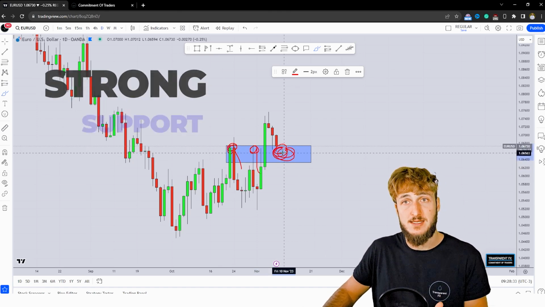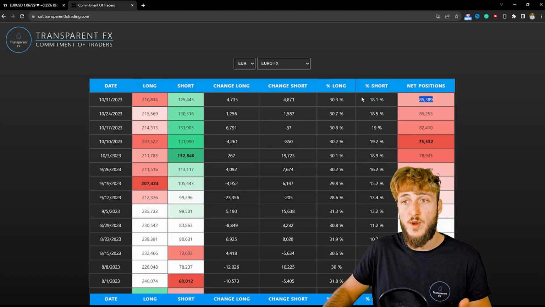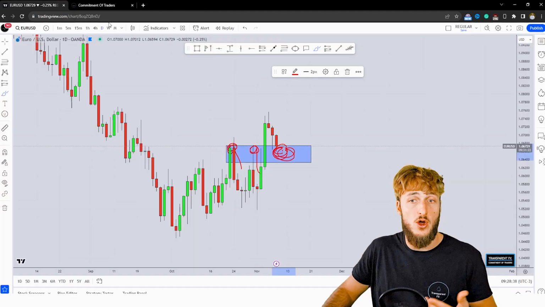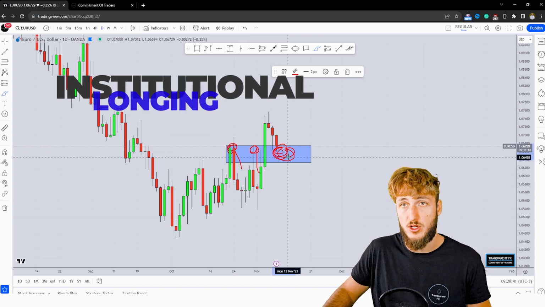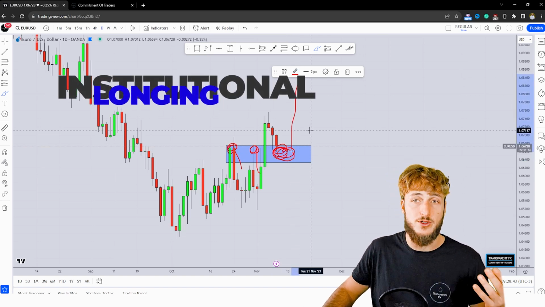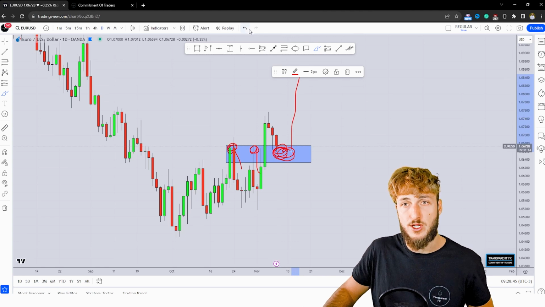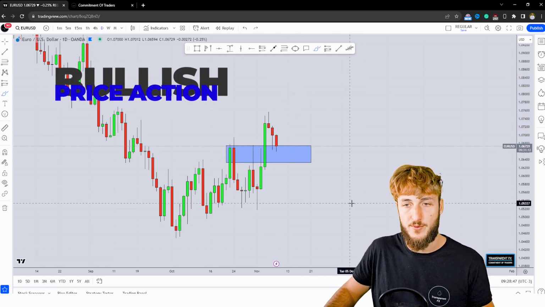And as the market is testing previous resistance turned support with net positions increasing, what we could expect inside of a support area is to see more institutional longing. And at that point, that would further increase the probabilities of a potential move higher away from this zone.